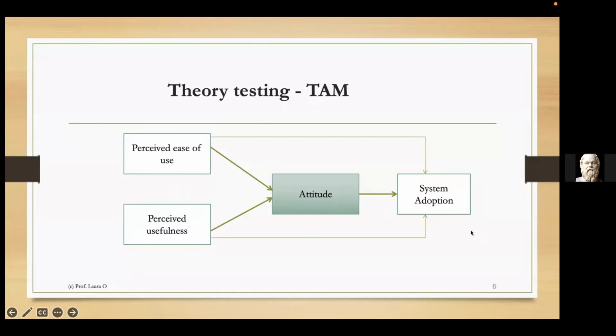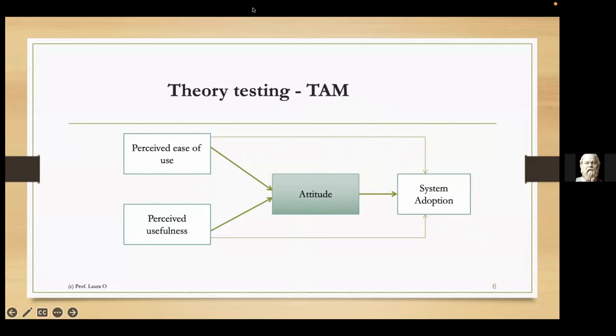Then there's also the technology acceptance model. These are the variables and the logical flow of thoughts provided by the technology acceptance model. Now, the technology acceptance model basically is trying to provide an explanation.